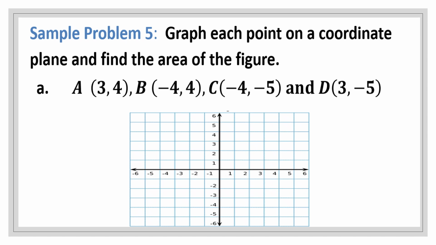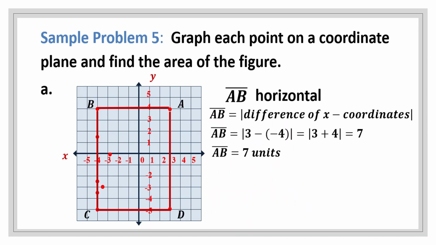Okay, so here, you can graph this on the coordinate plane, or use this. This is what it will look like. Okay? So for AB, we get the difference of the x coordinates. That is 3 minus negative 4, that's 3 plus 4, that's 7. So the distance here is 7.